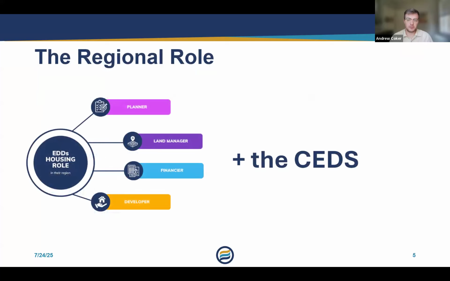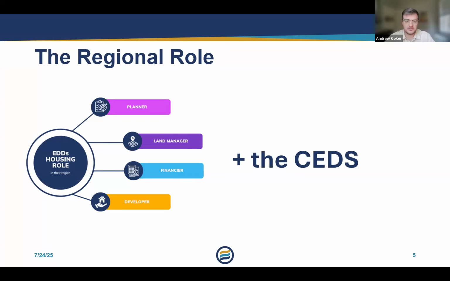So really, what is the regional role? I stole the graphic on the left from myself; it came from our Solving the Housing Puzzle presentation, webinar and microsite that you can find on the NADO website. We've really seen regional organizations and EDDs take on four key areas, plus the CEDS, which we're going to talk about today. So the first area is simple. The bread and butter of regional economic development organizations is planning.